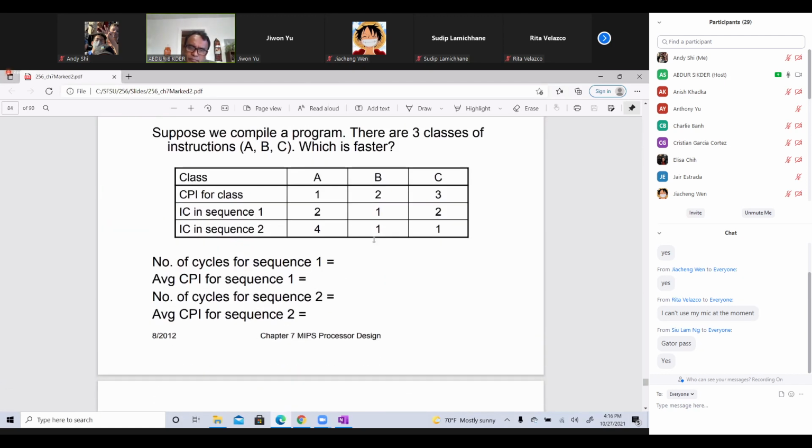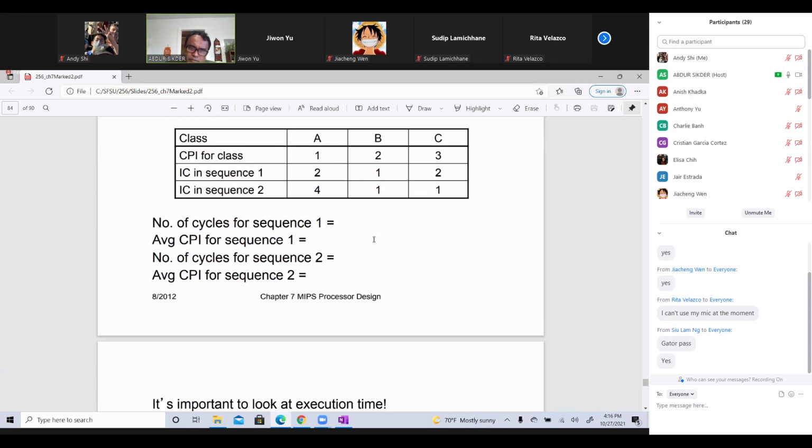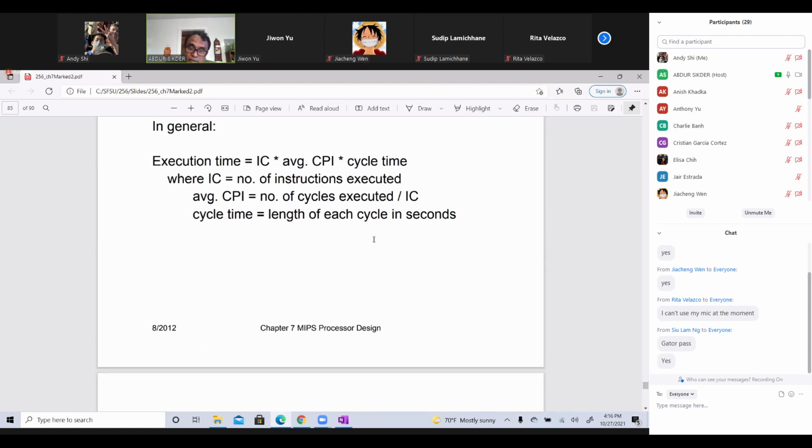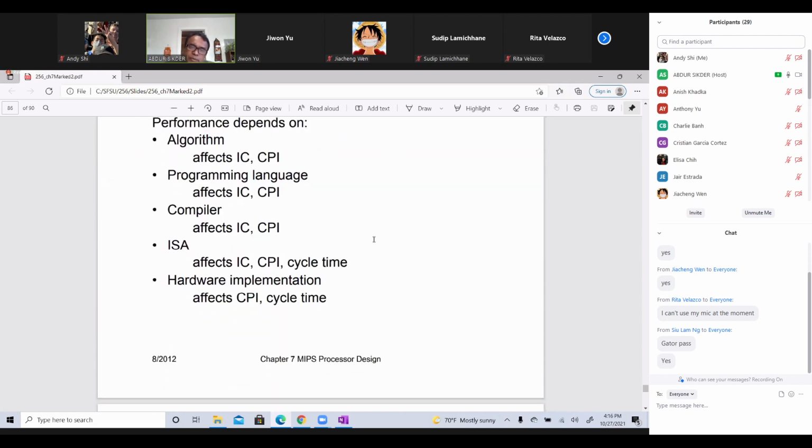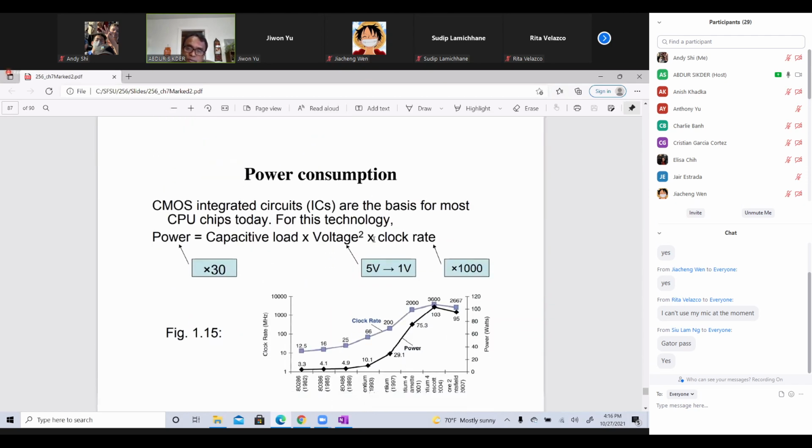CPI example here, cycles per instruction. Execution time, and what's the formula? Instruction count times average cycles per instruction times cycle time. Performance depends on algorithm, programming language, compiler, instruction set, and hardware implementation. So all these variables are responsible for the performance. What kind of algorithm you use, what kind of programming language you use, the compiler you use, the instruction set architecture you use.